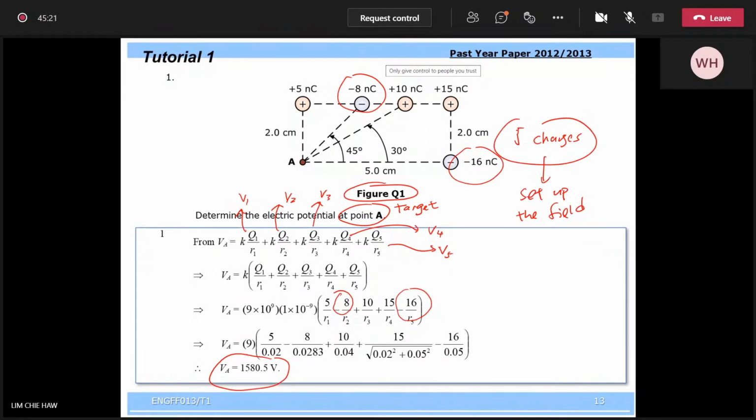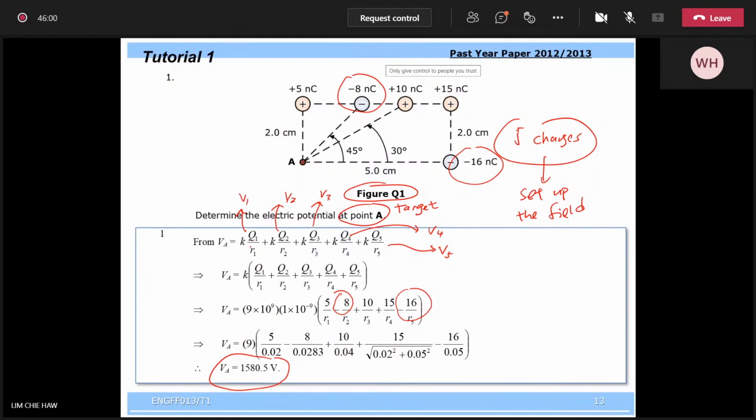Okay, understand? Clear? So I have a question. Now that we know that electric potential at point A is 1580.5 volts, does this mean that, how do you say, the energy needed to push the test charge from A to any of these charges? No. Okay, let me help you to rephrase the question. This is what I want to add into this question as well. But it's great you asked that.